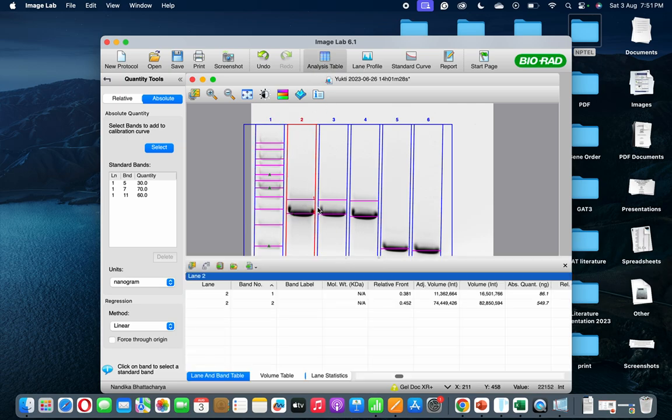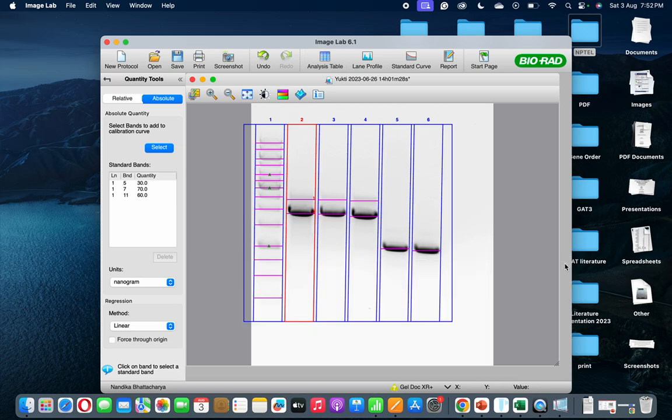So we'll go to the analysis table. This is the second band. And here in absolute quantity, it is showing how many nanograms have been detected. So this is showing 550 nanograms for this band. This is just one way in which you can use this to find the quantity of DNA in each band.